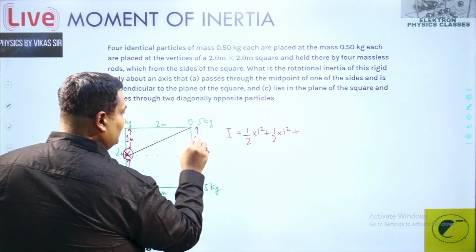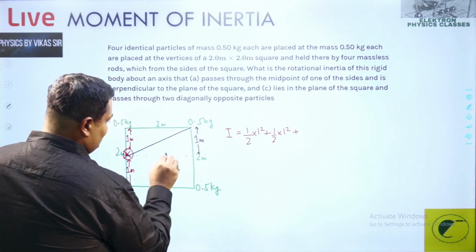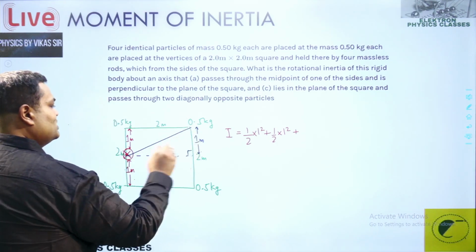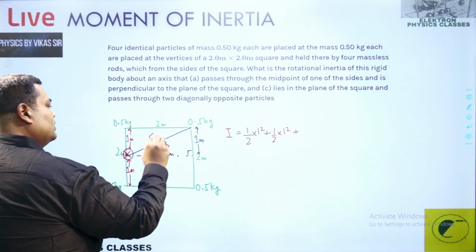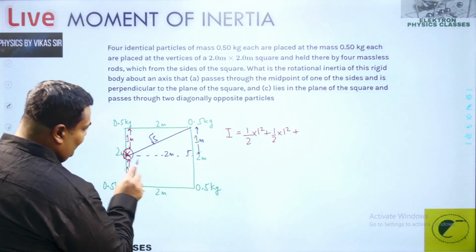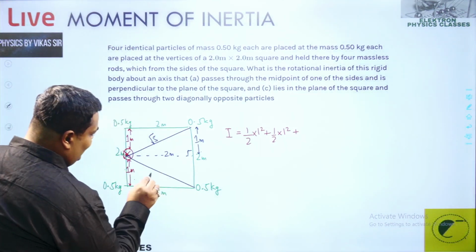This side will be 1 meter, and this is 2 meter. So by Pythagoras, how much is the value? Root 5. And for the fourth particle also the same distance. That will be again root 5.